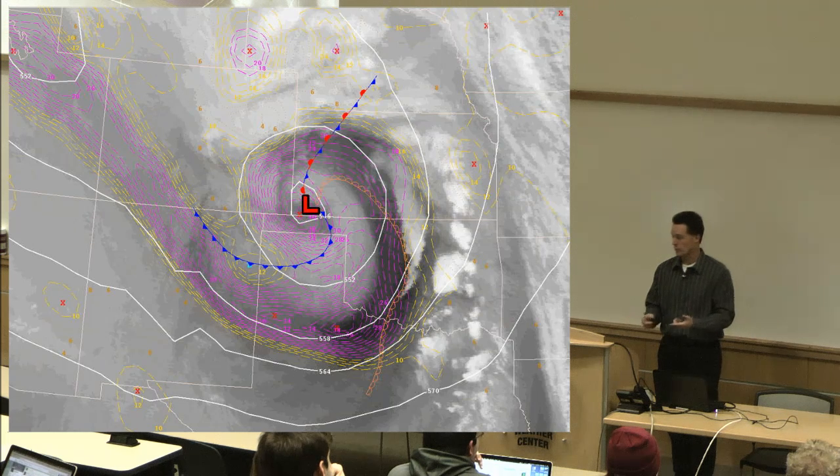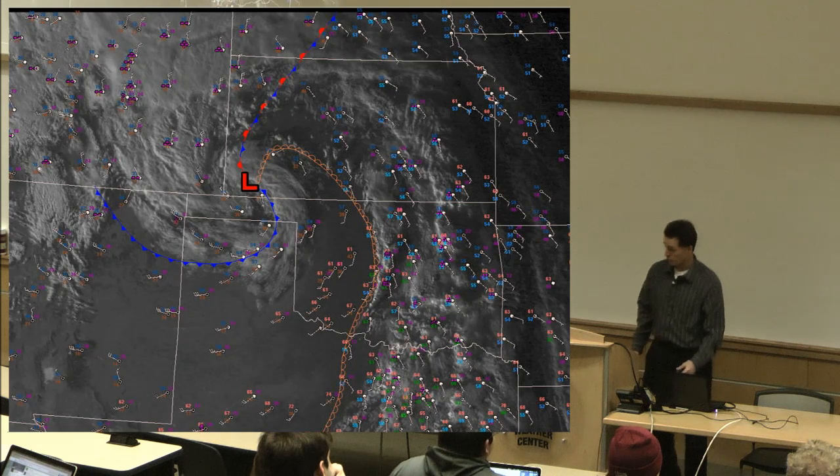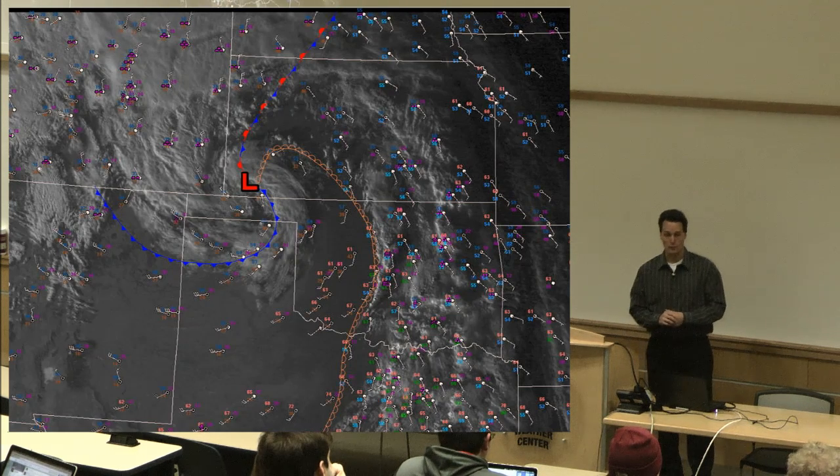So this is a case where we may have mesoscale and large-scale processes acting. And again, just to show visible imagery, you can see the thunderstorms coincide with the dry line here in central Oklahoma.